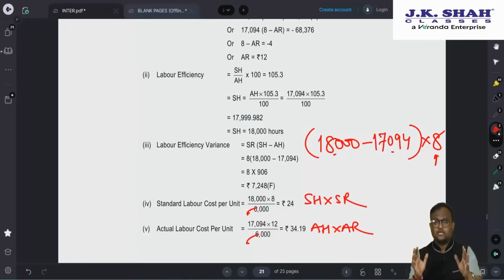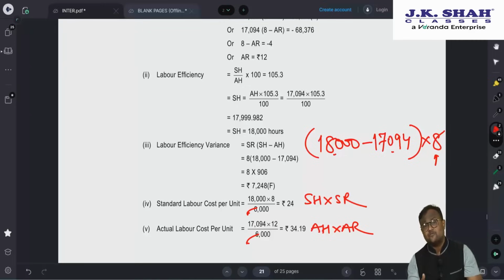Reverse question, please understand, something which is normally given will be missing. That is why something which is normally not given will be given. So, in this question, standard hours were missing, actual rate was missing. So, that is the reason they gave us rate variance and they gave us efficiency ratio.